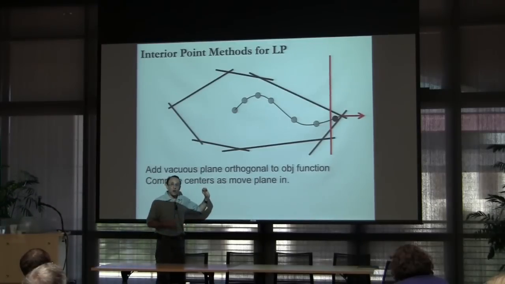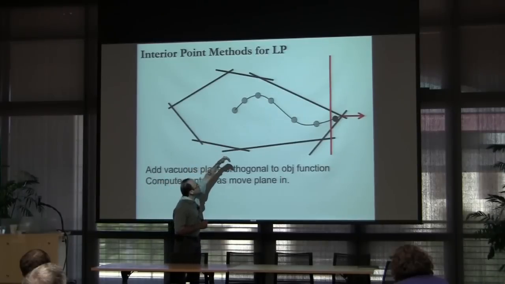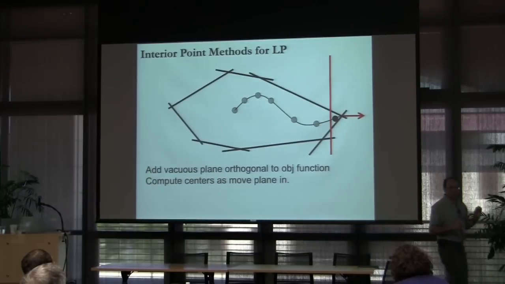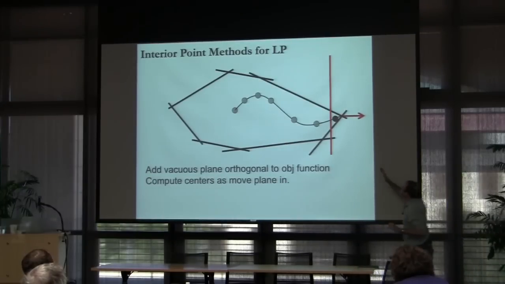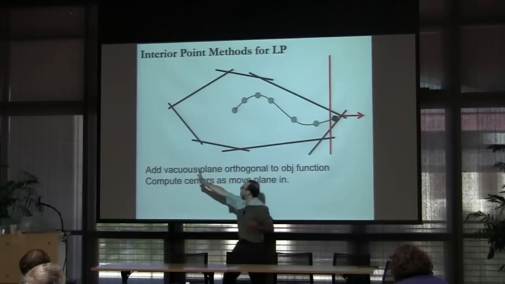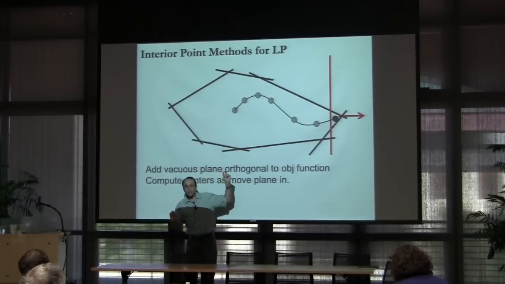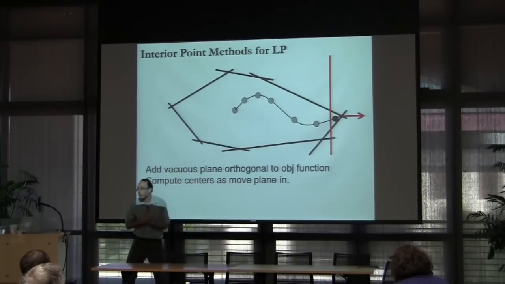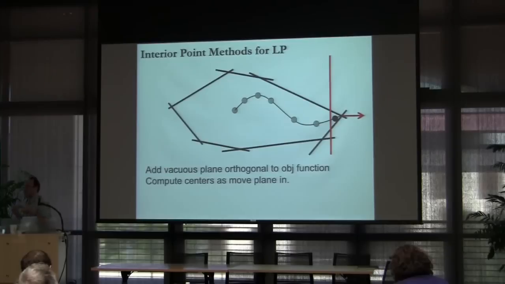So the reason I say this is a homotopy method is what's happening is the centers are actually living along a path. That path is characterized by how far you've pushed this plane. So if you imagine doing this continuously, the centers would follow out this path. Really what you're doing is you're continuously transforming the problem and solving the changed problems at every step.